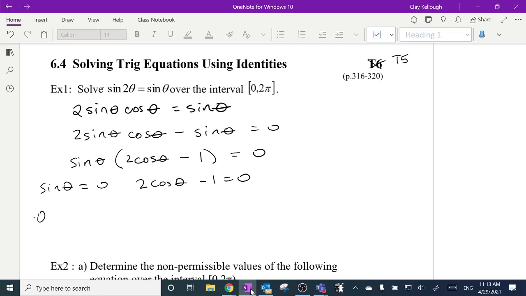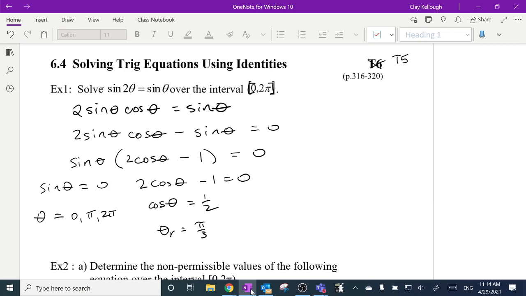Well, sine of theta is 0 when theta is 0, pi, and 2 pi, right? And always check, right? Oh yeah, square bracket, so it includes 2 pi. Square bracket, so it includes 0. The other answer would be when cos theta is equal to 1/2. When does that happen? Cos theta is 1/2 when my reference angle is pi by 3.